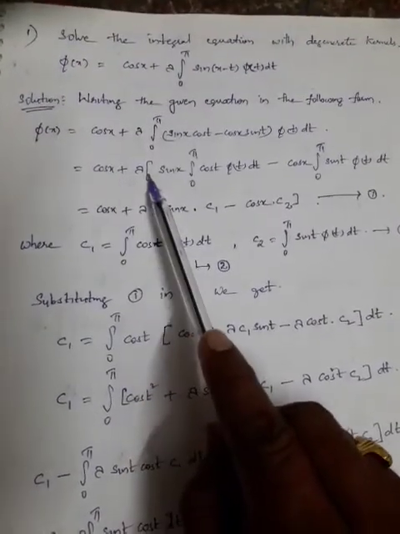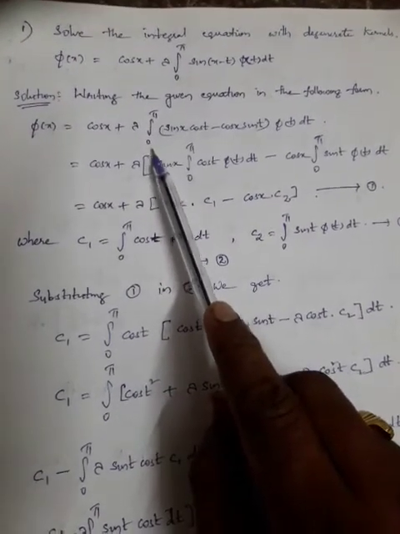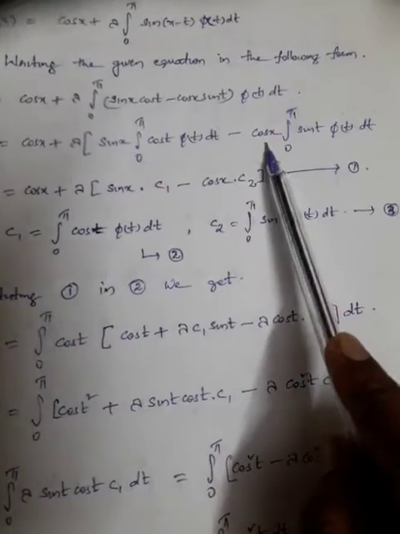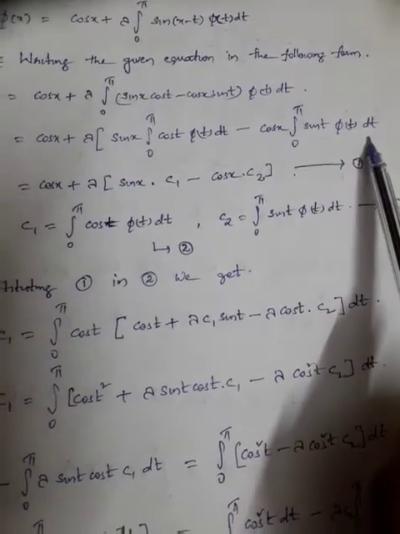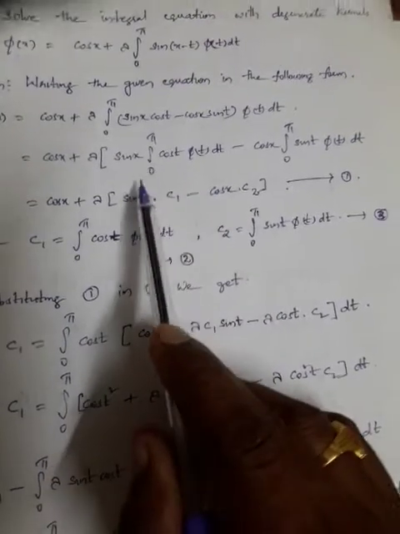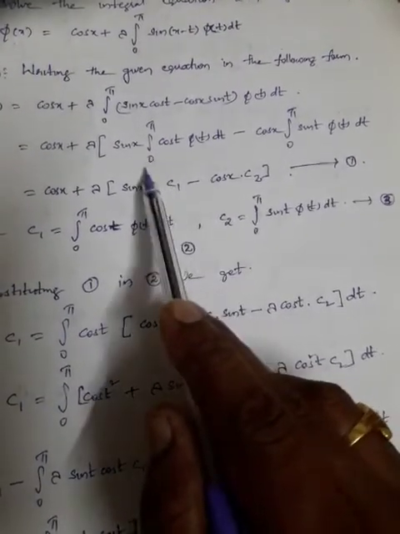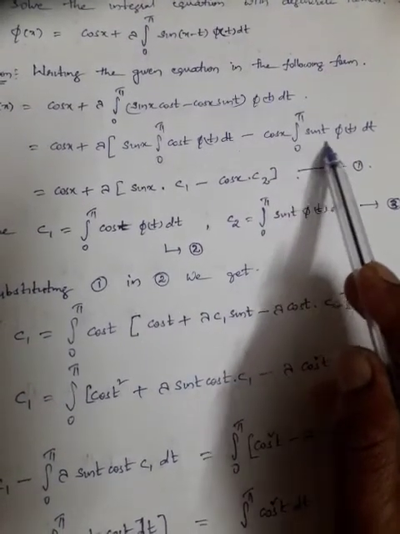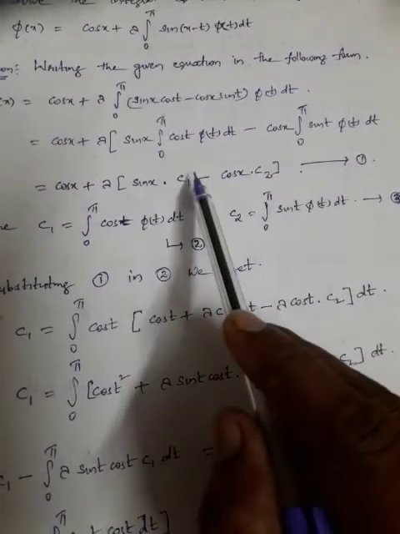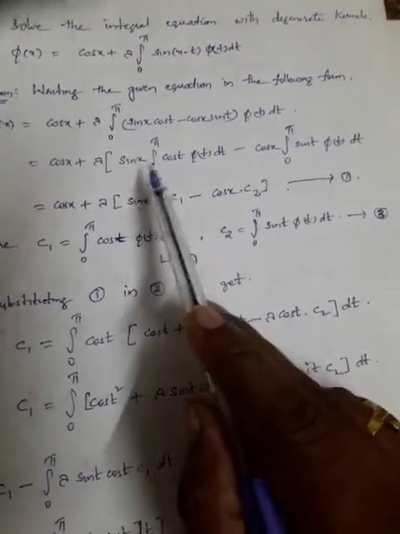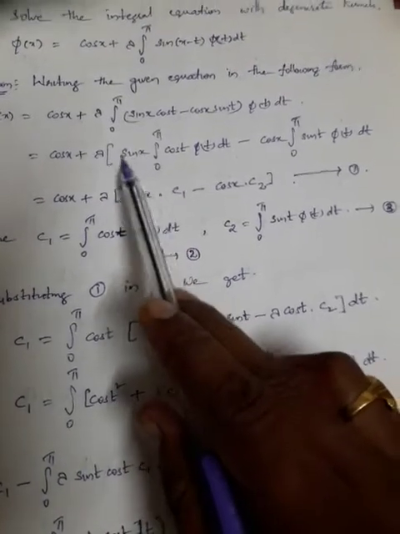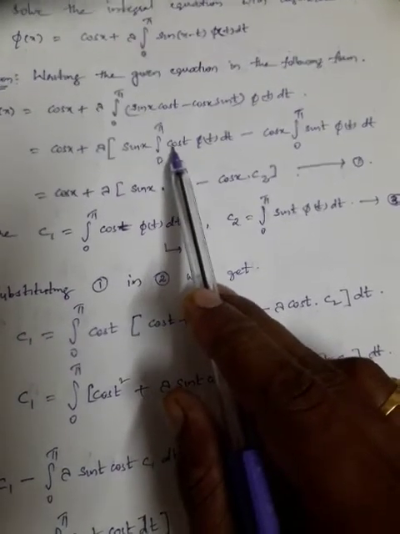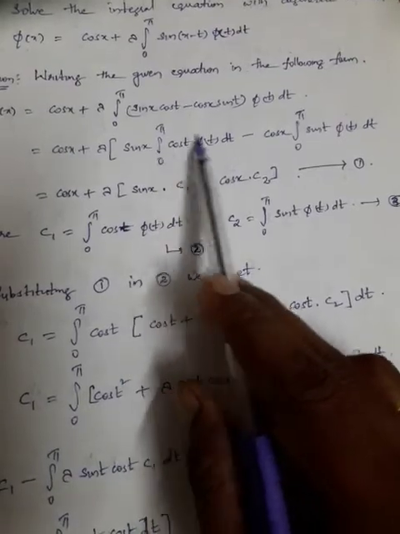Then cos x plus lambda, and you are just multiplying the integral inside, so that you get sin x times the integral from 0 to pi of cos t phi of t dt, and cos x times the integral from 0 to pi of sin t phi of t dt. Now you should understand that the integral 0 to pi of cos t phi of t will be taken as c1 and the other integral will be taken as c2. Since sin x is a function of x, it is taken outside. And cos t is a function of t, so it stays inside the integral. So this is c1 and this is c2.